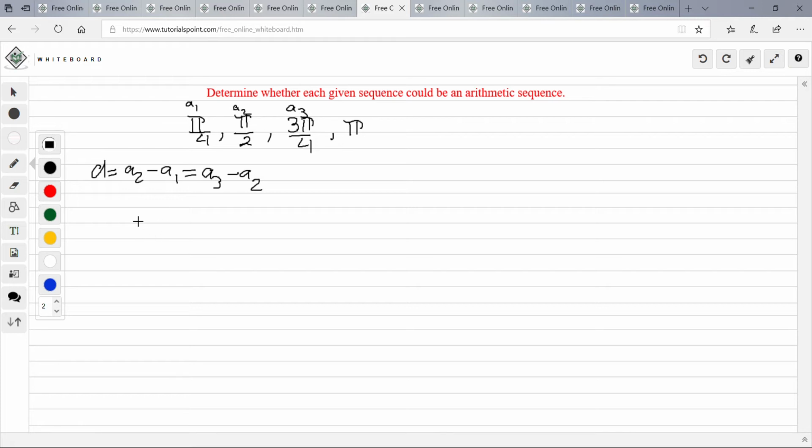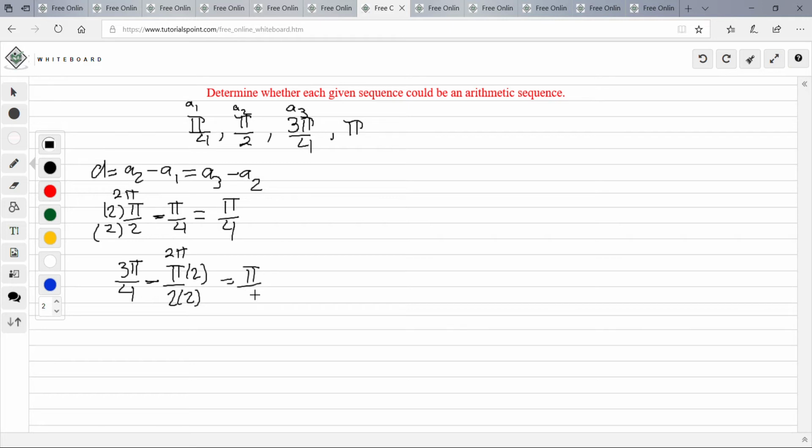So A2 is pi halves minus pi fourths, and that should give us, get a common denominator, times this by 2, so that's 2 pi. 2 pi minus pi is pi fourths. Okay, now let's do A3 minus A2. So A3 is 3 pi fourths minus pi halves, times this by 2. So that's 2 pi. 3 pi minus 2 pi is pi fourths.